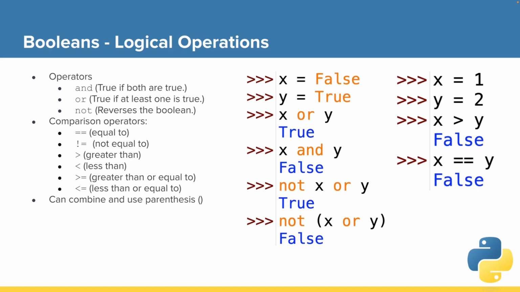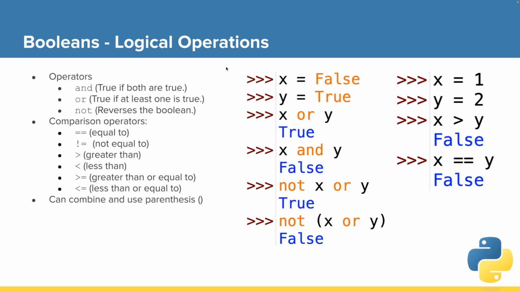Booleans have various logical operations that we can use to help us compare. We have operators and, or, and not, and comparison operators equal to, not equal to. Just so you can see here how these are defined in Python. Greater than, less than, greater than or equal to, and less than or equal to. And we can combine these and use parentheses for order of operations, and we'll show an example of that.